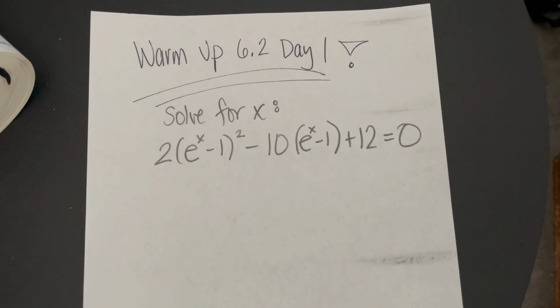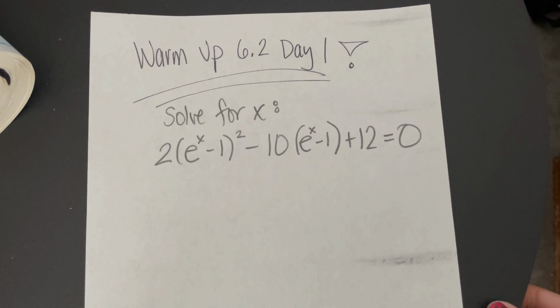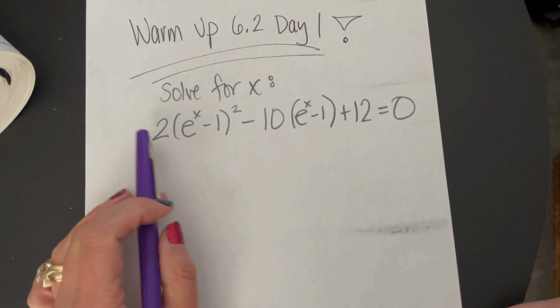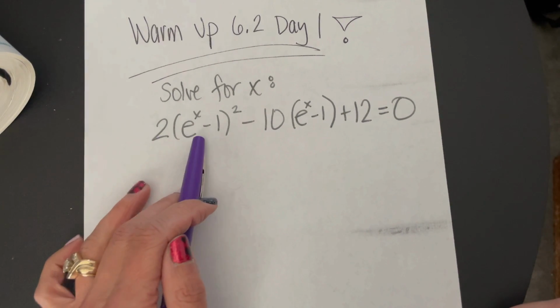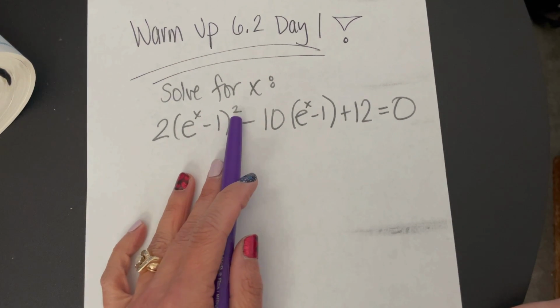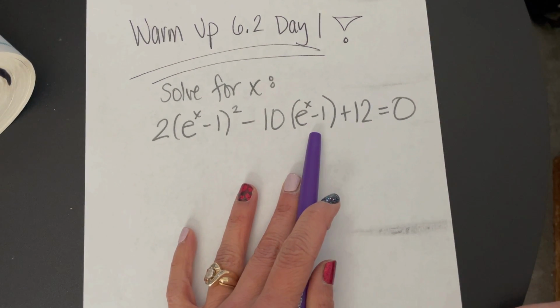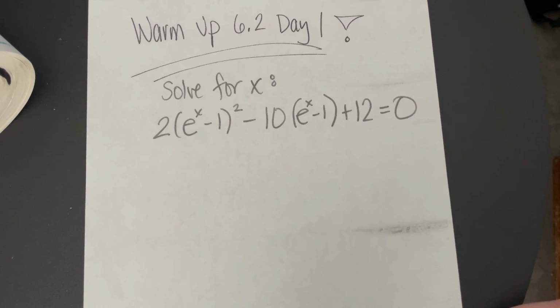So we are on 6.2 day 1. We take 6.2 kind of slow. We're going to start up with a warm-up today. It says to solve for x, and we have 2 times (e to the x minus 1) quantity squared minus 10 times (e to the x minus 1) quantity plus 12 equals 0. And you're solving for x, okay?